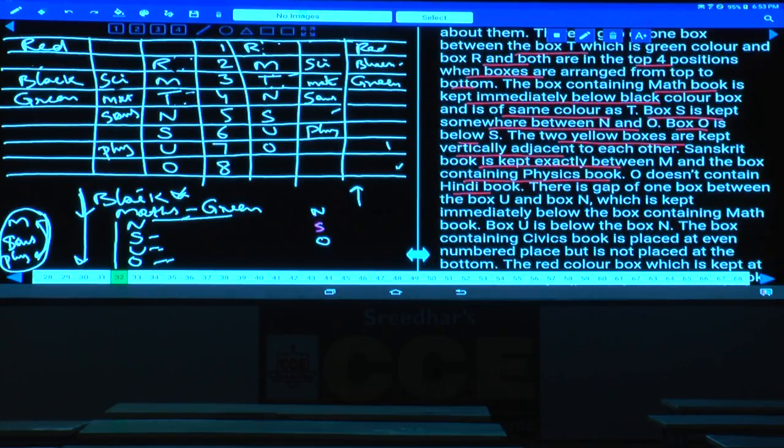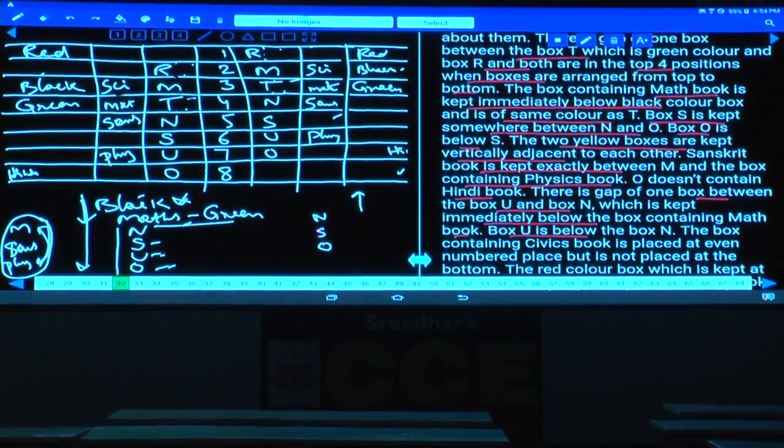Hence, Hindi cannot be here. As Hindi cannot be here, Hindi cannot be at this place either. Hence, Hindi must be where? Either at the 1st, 2nd or 6th place. There is a gap of one box between U and N. N is kept immediately below the math box. We have taken this information. And U is below the box N. We have taken this one as well.